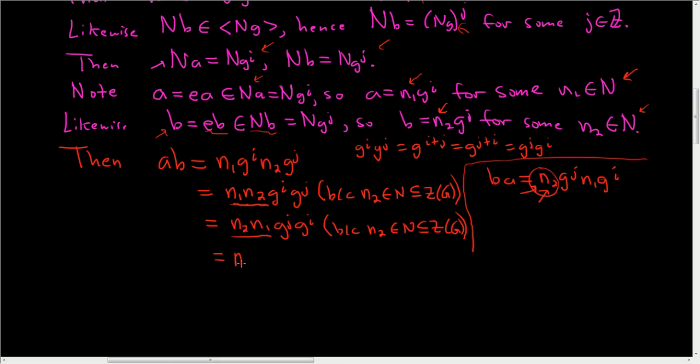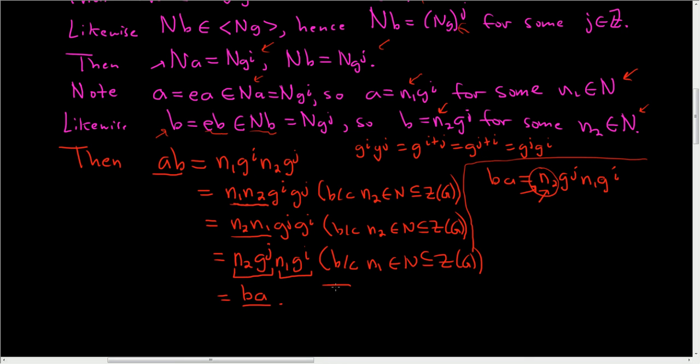So this is N2, G to the J, N1 G to the I. And this time we use the fact that N1 is in capital N, which is contained in the center, and that means it commutes with every element of G. In particular, it commutes with G to the J. And this piece here, that better be B, and it is. And this piece here, that better be A, and it is. So we have that AB is equal to BA at last. Thus, G is Abelian.